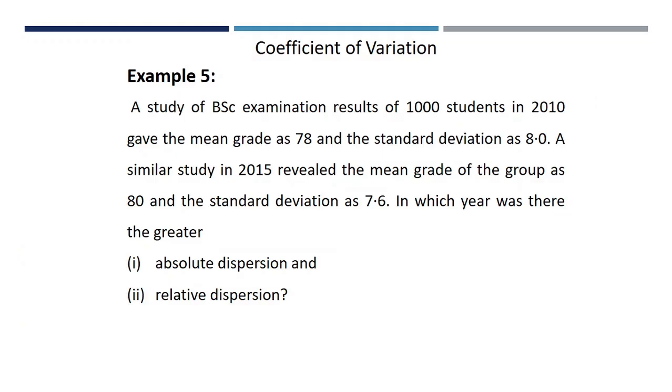Another example: a study of BSc examination results of 1000 students in 2010 gave the mean grade as 78 and the standard deviation as 8.0. A similar study in 2015 revealed that the mean grade of the group was 80 and the standard deviation was 7.6. In which year was there the greater absolute dispersion and relative dispersion? So here absolute dispersion means find the standard deviation. Relative dispersion means find the coefficient of variation.